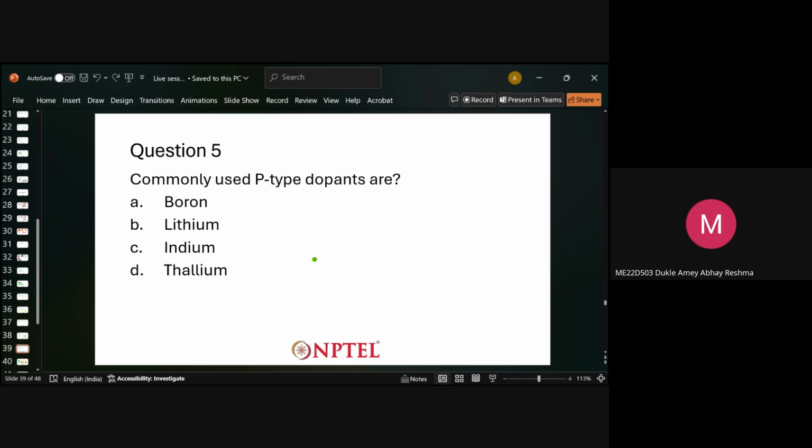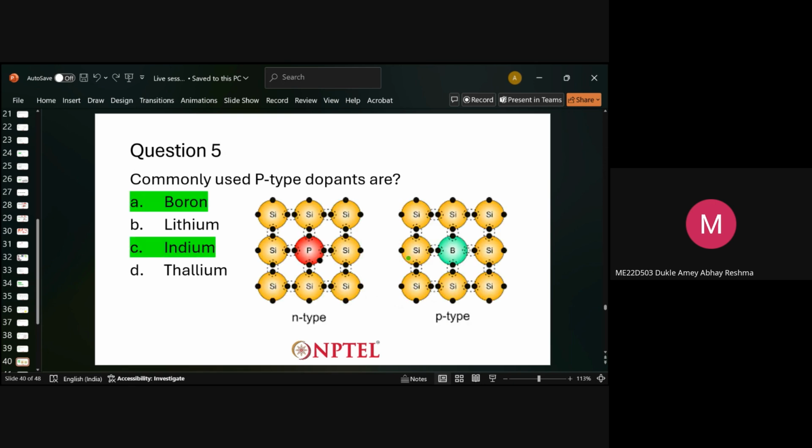Commonly used p-type dopants are boron, lithium, indium, thallium. There are n-type dopants and p-type dopants. You have the carbon group, which is the group silicon belongs to. The p-type are before silicon, and n-type are after silicon. Sorry, the boron group elements are the p-type dopants, like boron and indium, and the nitrogen group elements, like arsenic, are the n-type dopants. So this is a general thing.